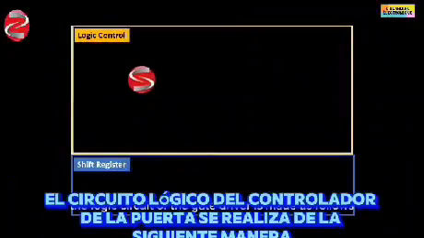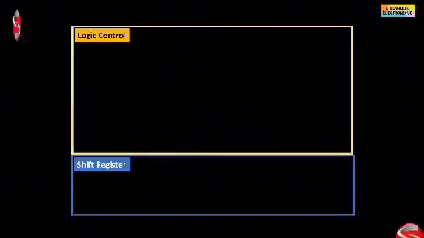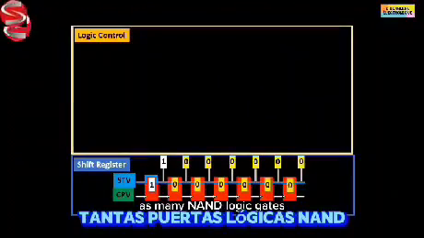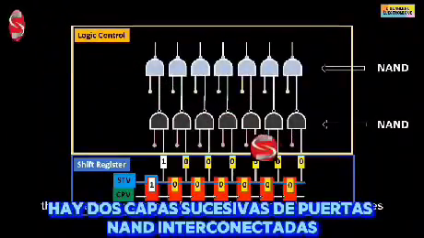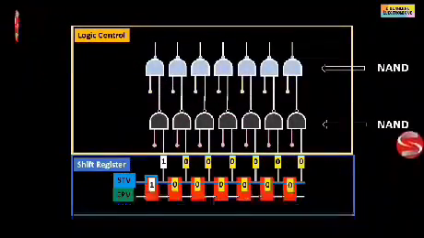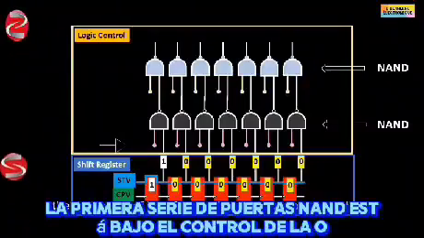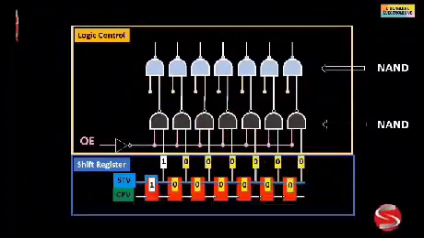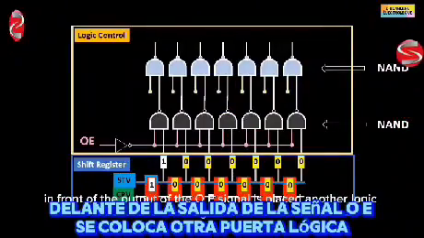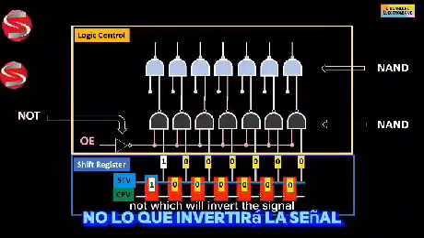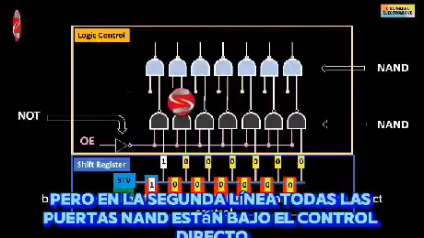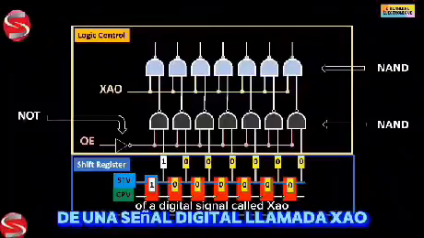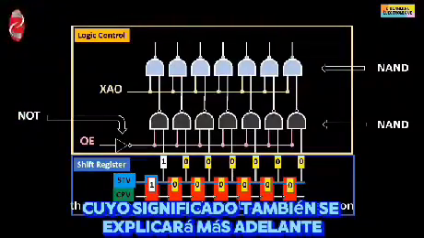The logic circuit of the gate driver is made as follows. According to the number of shift registers placed in series, there are as many NAND logic gates. There are two successive layers of interconnected NAND gates. The first series of NAND gates is under the control of the OE digital signal, whose role will be seen later in this video. In front of the output of the OE signal is placed another logic gate NOT, which will invert the signal. On the second line all the NAND gates are under the direct control of a digital signal called XAO, the meaning of which will also be explained later on.